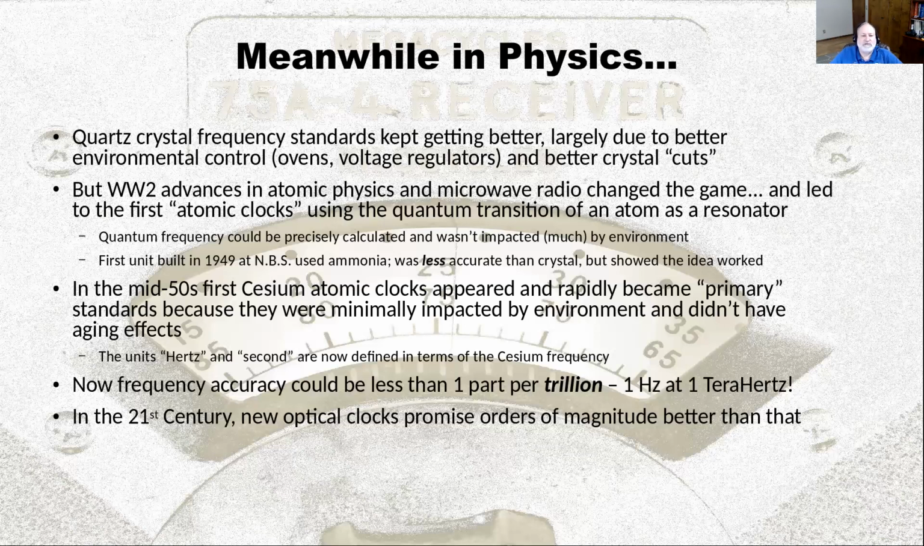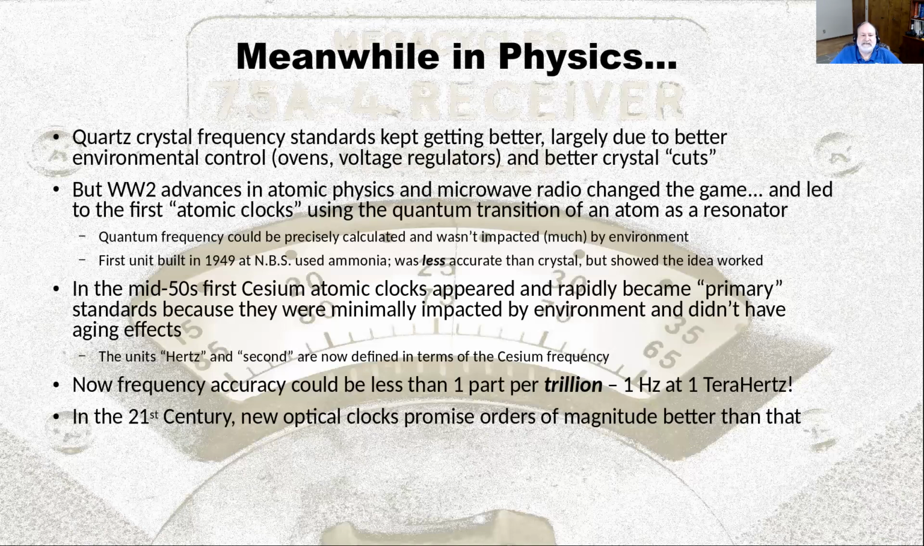The first atomic clock was built in 1949 at the US National Bureau of Standards, and it used ammonia. It was actually less accurate than a crystal, but it showed that the idea worked. By the mid-50s, it was realized that the metal cesium was ideal for this purpose. And the first cesium atomic clocks were developed at NBS and also at National Physical Laboratory in the UK. And these were really, really good. They agreed with each other very closely.